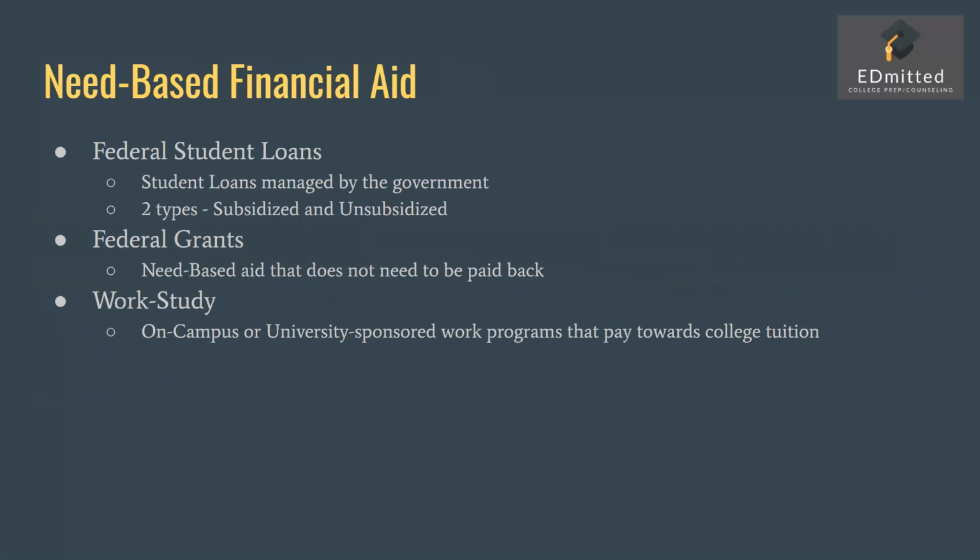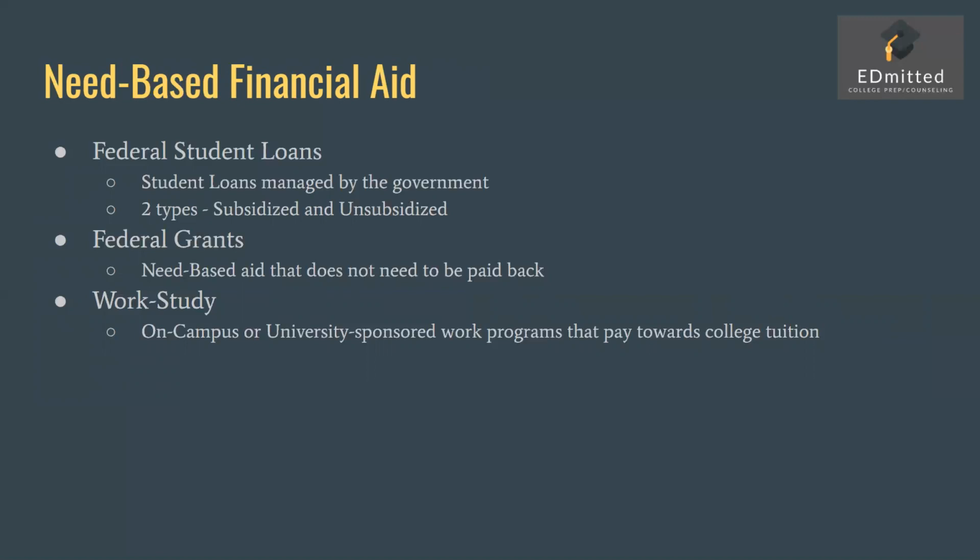All right, so need-based financial aid is the first thing we're going to be talking about. There are three major types of need-based financial aid, and the first one is federal student loans. These are student loans that are managed by the government. And there are two types of these federal student loans: subsidized and unsubsidized.